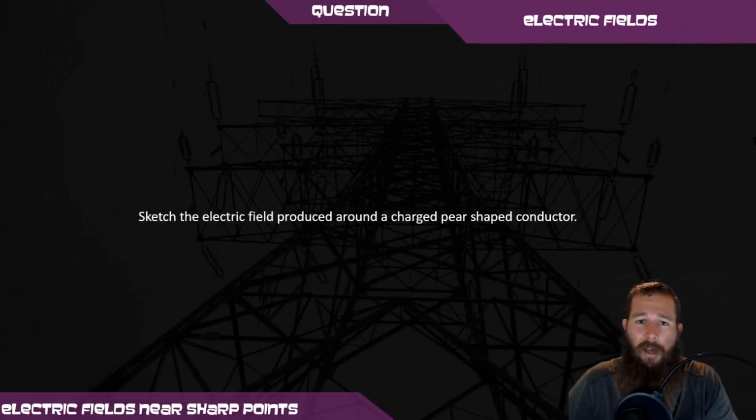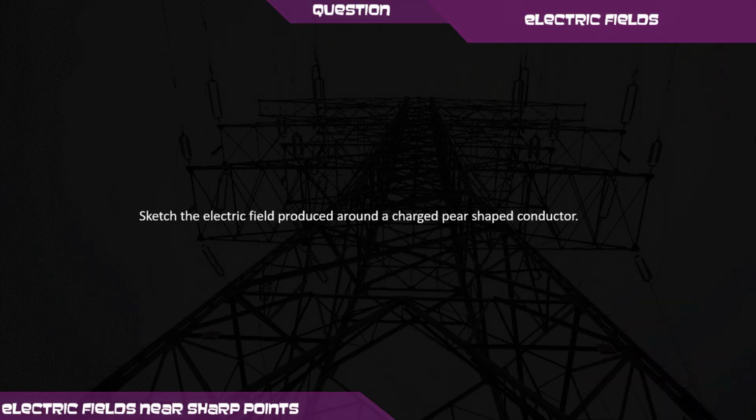Draw a pear-shaped charged conductor and the associated electric field around it, making sure to take note of the spacing of the electric field lines.